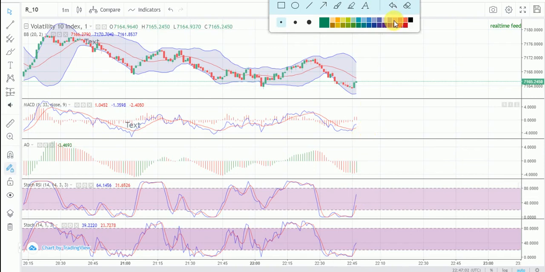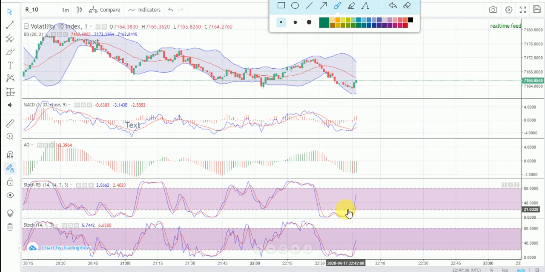Okay, I see with you. The first one is Stochastic, then Stochastic RSI. There are differences. They are the same indicators, but the difference is that one is like a reversal indicator. One is very fast, while the other one is a bit slow. Like this Stochastic here is slow, but this one here is very fast.